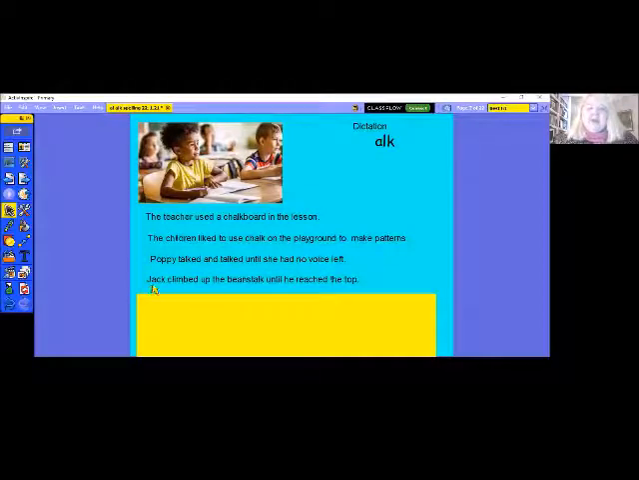There we are. Jack climbed. Now, did you remember that silent B in climbed? Up the beanstalk until he reached the top. Quite often children put in an extra L for until. Did you remember it was only one? Very good. So now we've practiced our spelling ALK for that or sound.